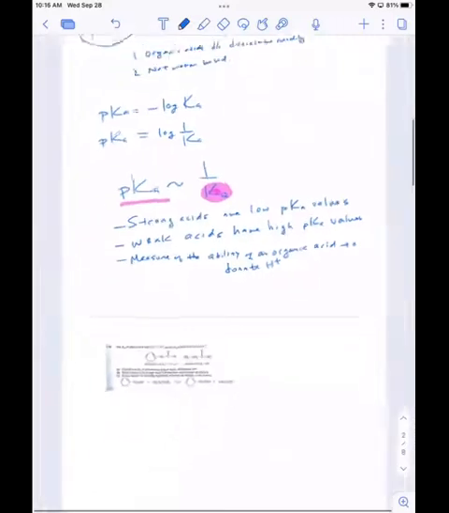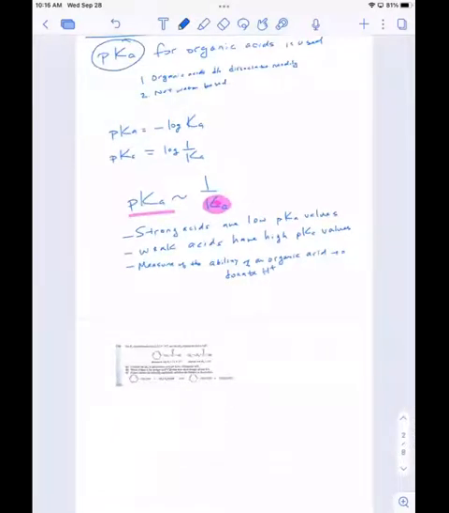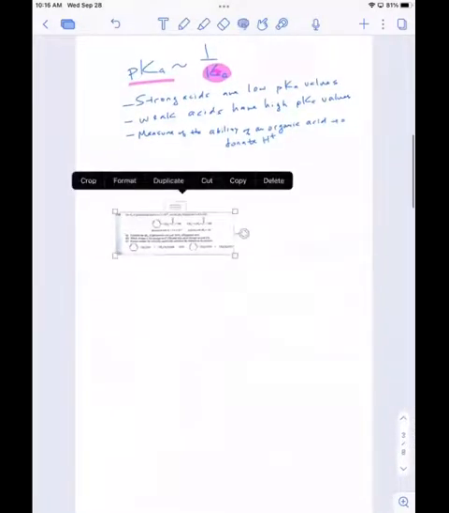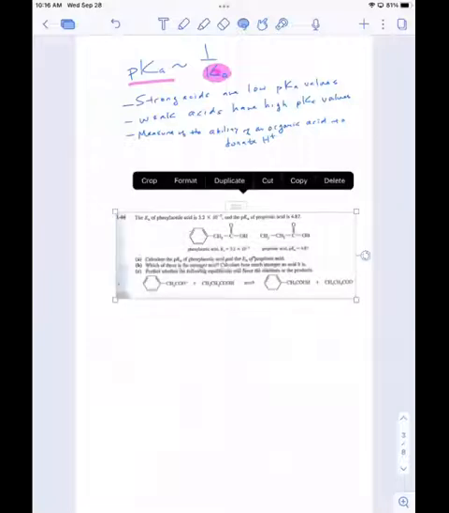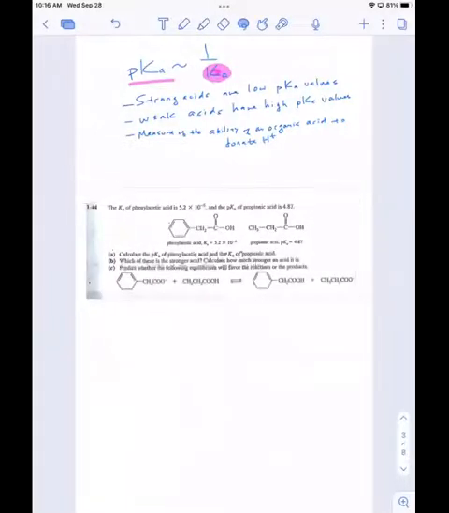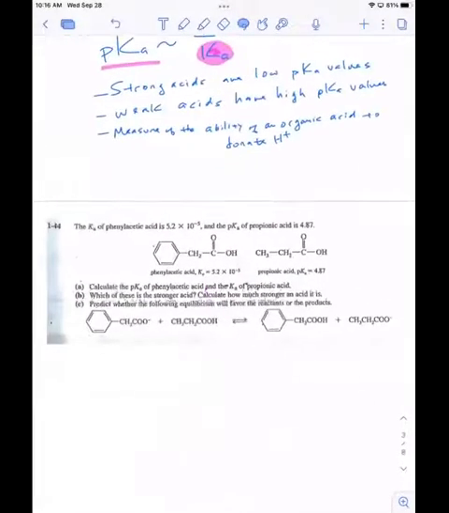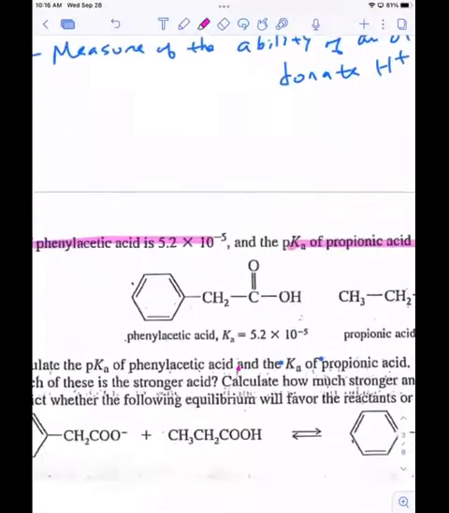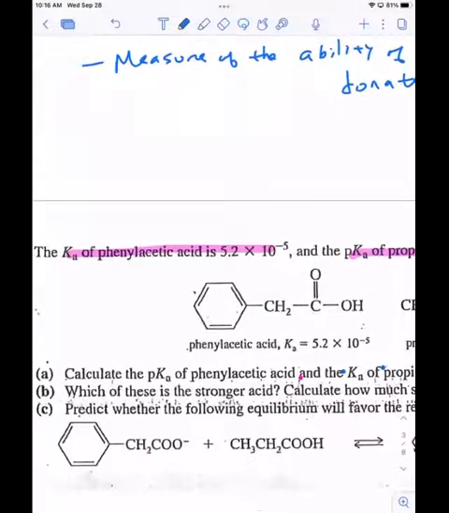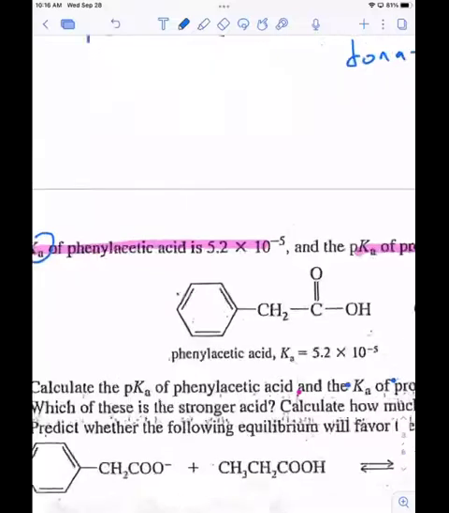Right, so all we're talking about is acidity and an organic acid giving up H plus. That's the topic, right? How well they give up H plus. So if you look at these two acids, right? One of them gives us the Ka. One of them gives us the pKa. And you can see right away that the Ka for this acid, phenylacetic acid, is very small.